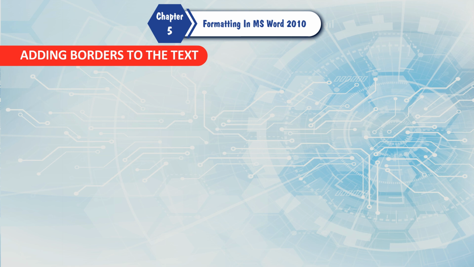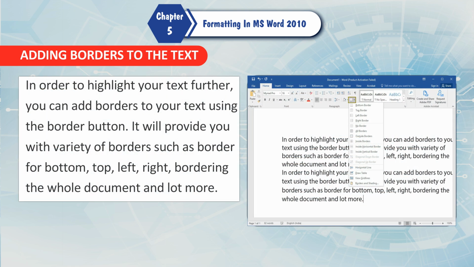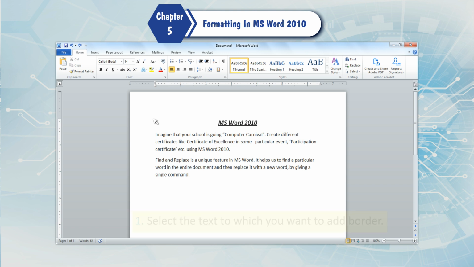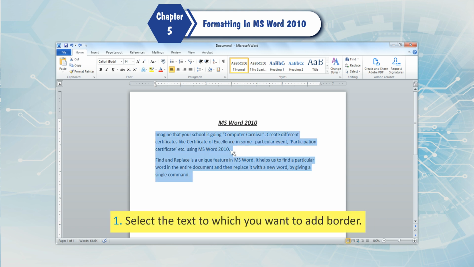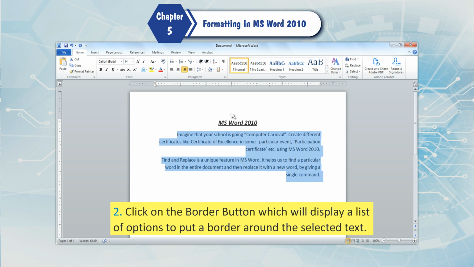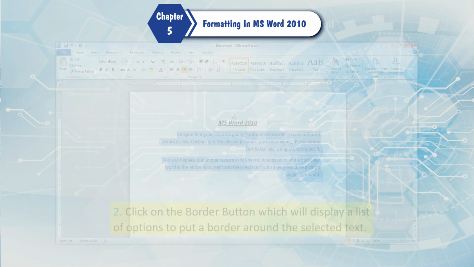Adding borders to the text. In order to highlight your text further, you can add borders to your text using the border button. It will provide you with a variety of borders such as border for bottom, top, left, right, bordering the whole document and a lot more. Use the following steps to add borders to your text. Select the text to which you want to add a border. Click on the border button which will display a list of options to put a border around the selected text.